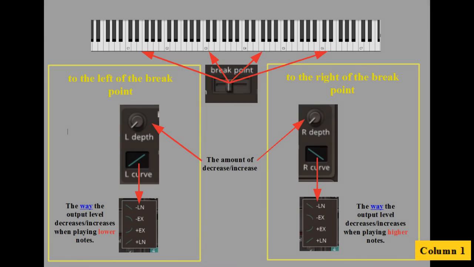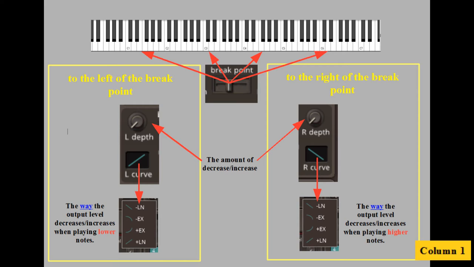Well, keyboard level scaling then. This function is a bit more complex. We can set a breakpoint from where on upwards the right depth and right curve adjustments will be valid, and from where on downwards the left depth and left curve adjustments will be valid. And again, we can tweak these parameters individually for every operator, every carrier, every modulator.